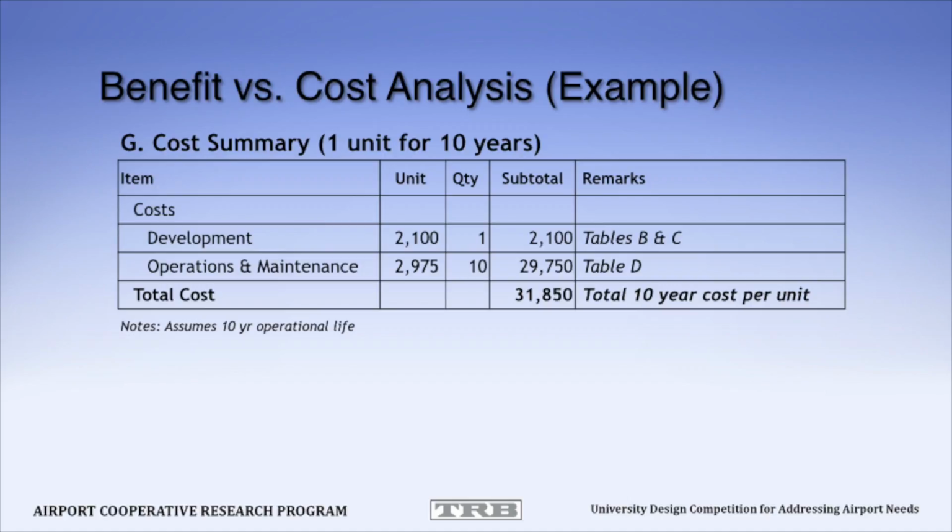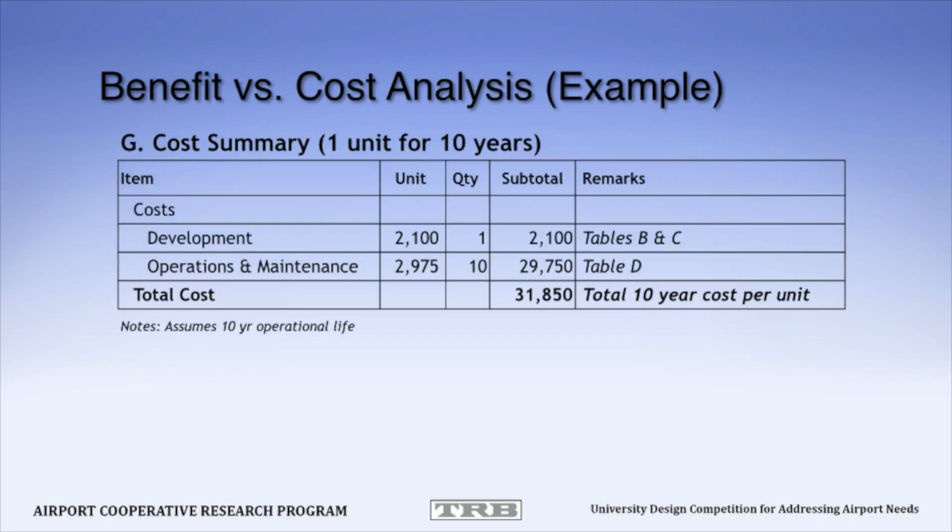So in terms of a cost summary, adding up the costs for development and for operations and maintenance per unit, what we show in the example is that per unit, development costs about $2,100 per unit, and operations and maintenance about $2,975, for a total 10-year cost per unit of $31,850. So looking at summarizing the costs, looking at 10 years of what the cost may be to support your unit out in the field.